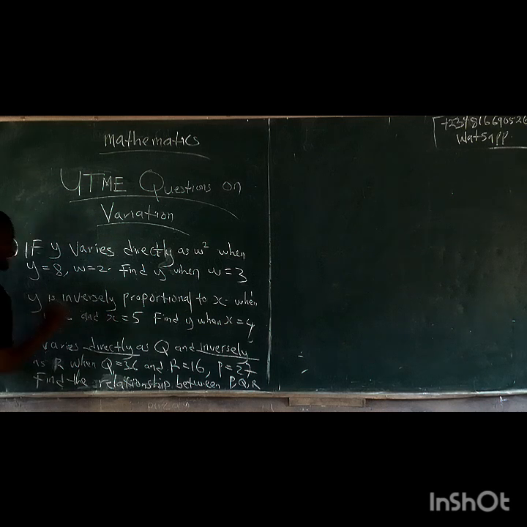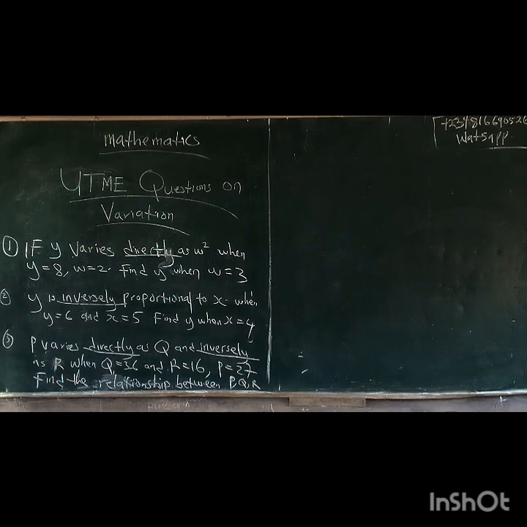In this one, they just mentioned inversely, and in this one, they say directly. That's direct variation. So P varies directly as Q and inversely as R. When Q equals 36, R is 16, P is 27. Find the relationship between P, Q, and R.